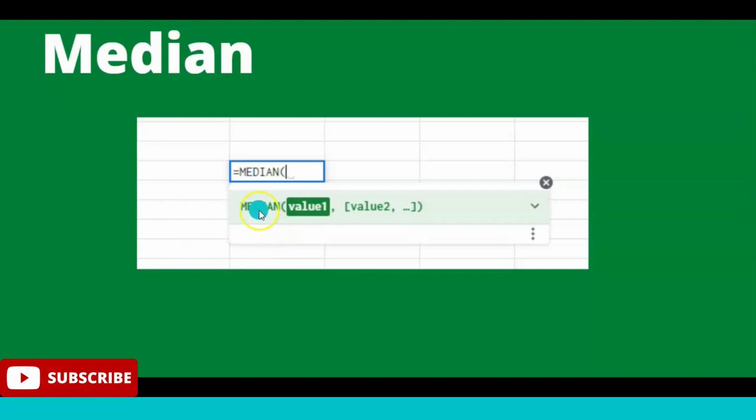The formulas are almost the same kind, equal to median, value 1, value 2. But the outputs you get from these formulas are different because they depict something different. Each formula has its own different values. Let's try to find out.